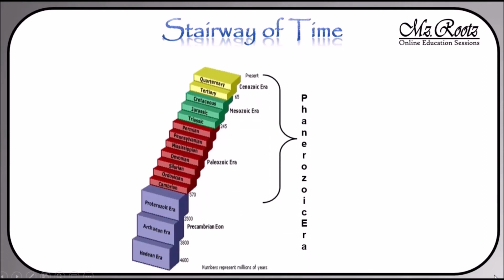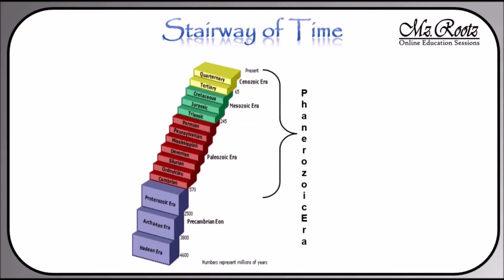The bottom of the stairway represents the formation of Earth 4.6 billion years ago. The top represents the present, or today. The different steps represent different segments of time in Earth's history. Something different was happening during each segment.